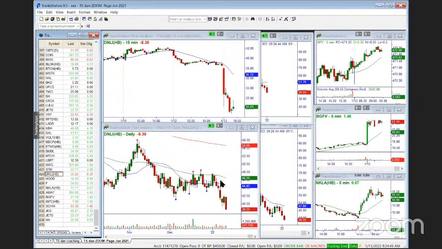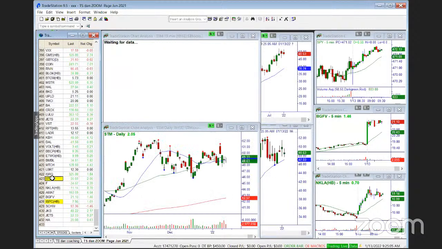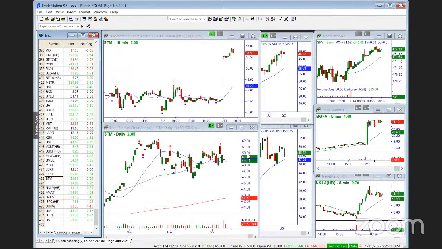Let's see, this was a trading range with a couple failed breakouts and resumed its downtrend. That's getting whacked pretty good here. $8 down. STM, no interest. No, that's Hood again. Never mind. STM, $50. This is an ADR. I don't like the way it trades.